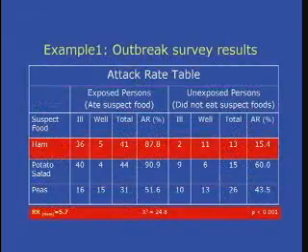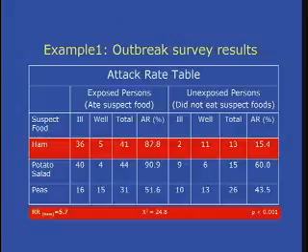Example 1, outbreak survey results. After the data is analyzed, an attack rate table is usually constructed that compares the exposed persons to the unexposed persons with respect to exposure, in this case, suspect food. In this outbreak, the vehicle or the food item was ham, and we are strongly convinced that it is ham by the statistics seen at the bottom. Please don't get buried in the statistics. This simply means that we are strongly convinced that ham was the vehicle in this outbreak.